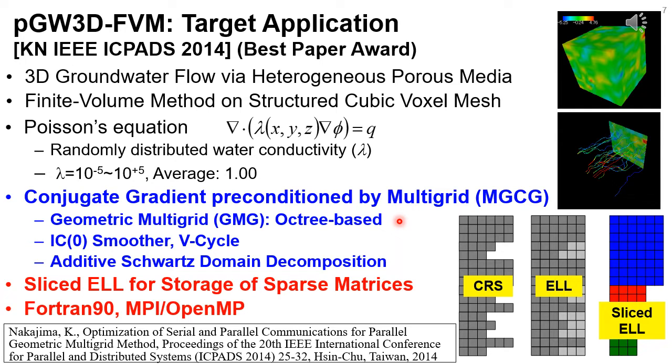Incomplete Cholesky factorization without fill-ins, IC0, is adopted as a smoothing operator of multigrid process for ill-conditioned problems. The additive Schwarz domain decomposition for overlapped regions is introduced for stabilization of the block-Jacobi type localized procedure of parallel IC0. Sliced ELL method was applied for storing sparse coefficient matrices, which provides excellent performance of memory access. Finally, the code is written in Fortran 90 with MPI and OpenMP.